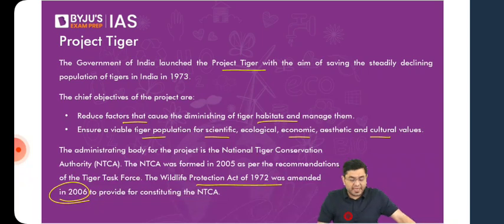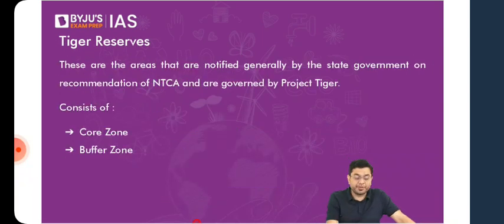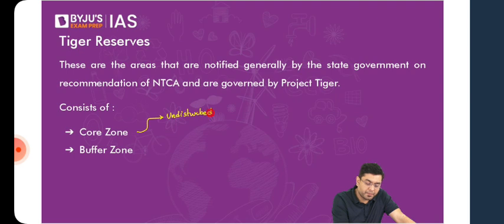Okay, now the tiger reserves. Here also you will have the same concept of concentric areas. So the core zone is the undisturbed region, right? This is the undisturbed area, critical for wildlife.